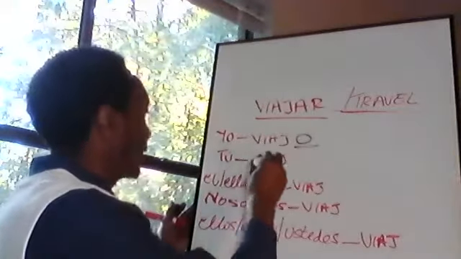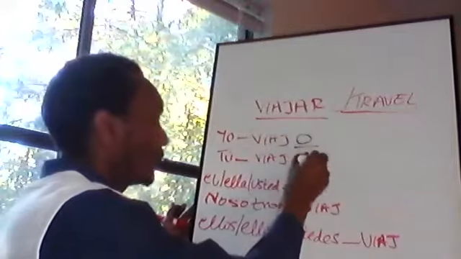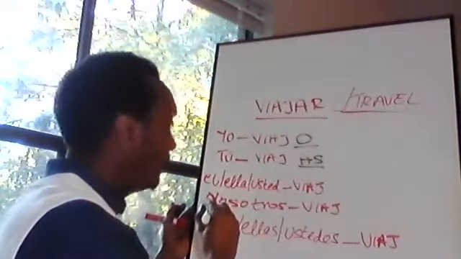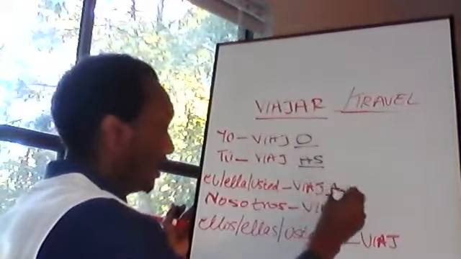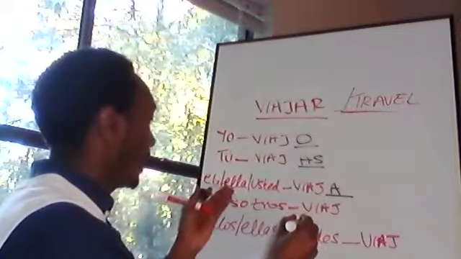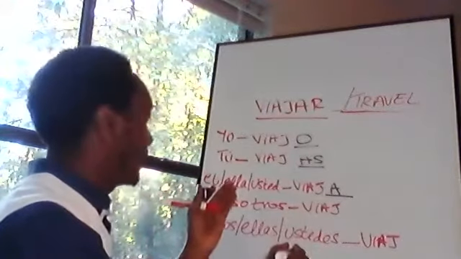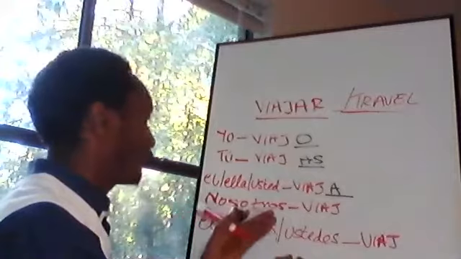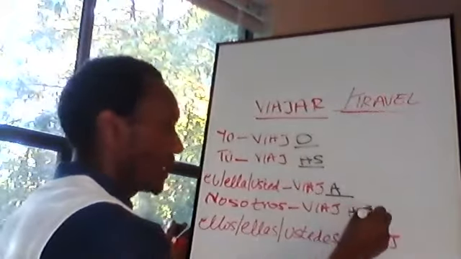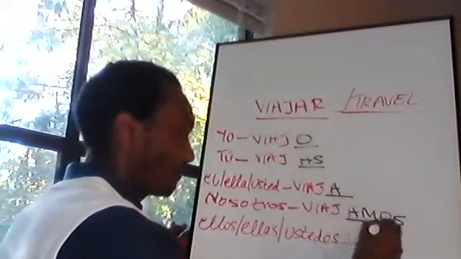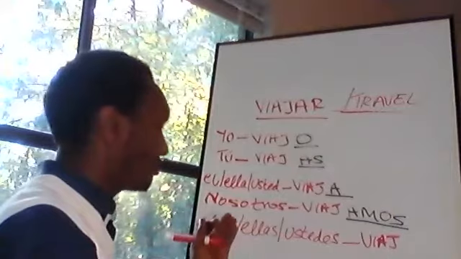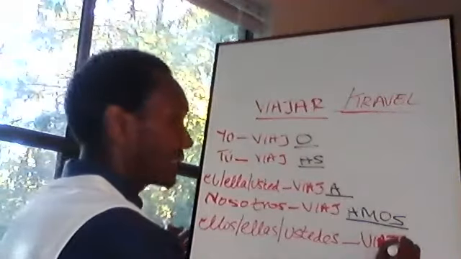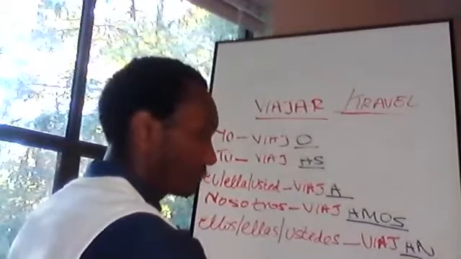So yo viajo, I travel. For tú it is AS, tú viajas. For él, ella, usted, it is A. So él viaja, ella viaja, usted viaja. And for nosotros, it's AMOS, viajamos, we travel. And for ellos, ellas, ustedes, which is him, her, or you, plural, it's AN, viajan.